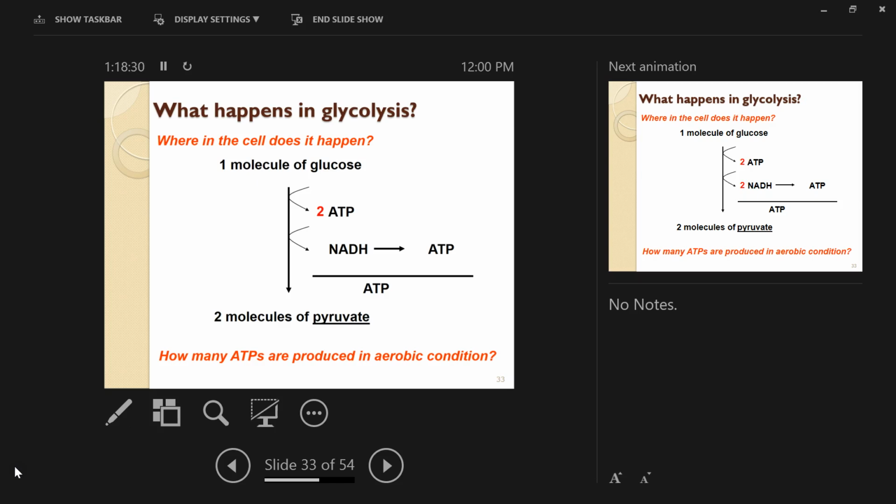So that's why we produce 2 ATPs directly from substrate-level phosphorylation. Okay, and how many NADH are produced under the aerobic conditions? Two, right? I heard 2 or 3, 4.